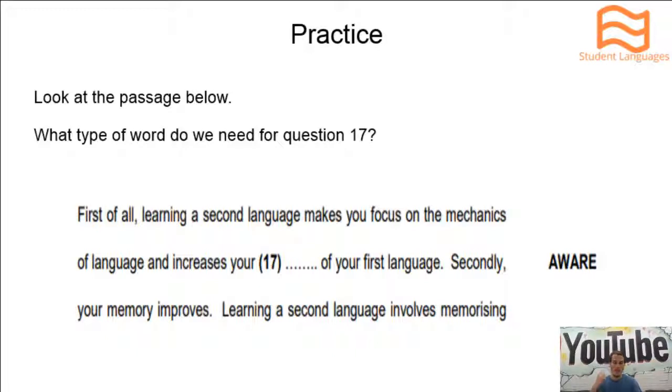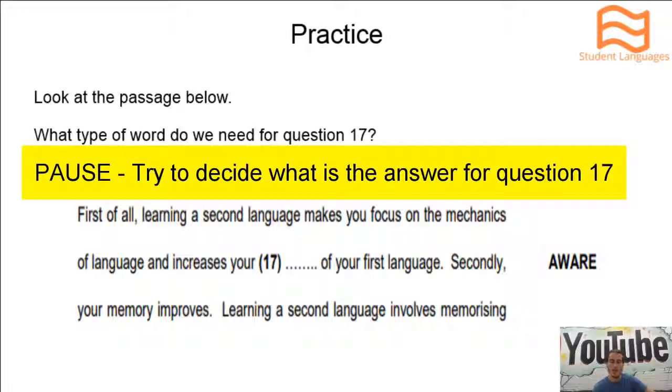Think about the type of word that you need. Is it in the correct ending? Does it fit the meaning of the sentence? Do you need a prefix to make it negative? Make sure you check your spelling and that you've written the spelling correctly. Do all of those things and try to come up with the answer to this question. You can press pause now, and when you're ready and you think you have the answer to this question, press play and we'll have a look at it together.